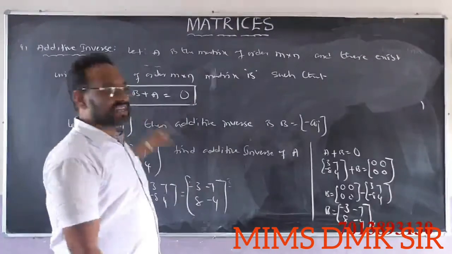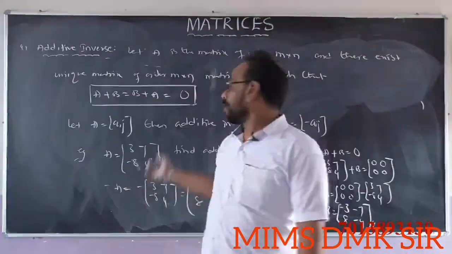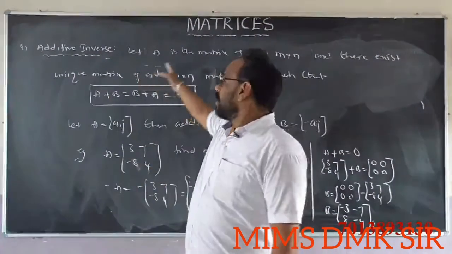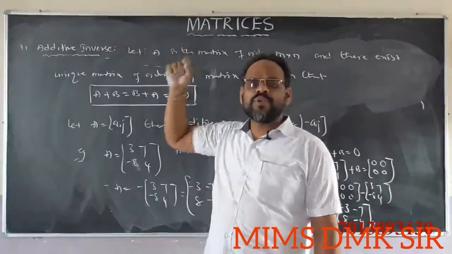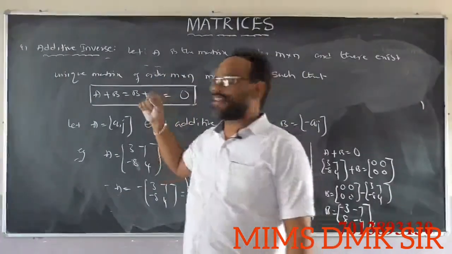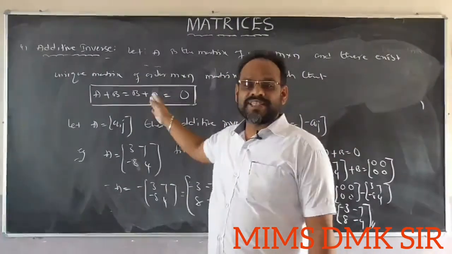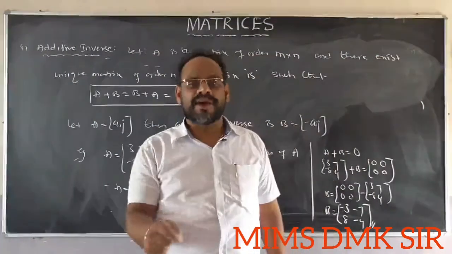That means it will satisfy A plus B is equal to B plus A is equal to 0. Then the matrix B is called what? Additive inverse of the matrix. So let A be any matrix of order m by n. There exists a unique matrix B of order m by n that satisfies A plus B is equal to B plus A is equal to 0. Then B is called what? Additive inverse of the matrix.